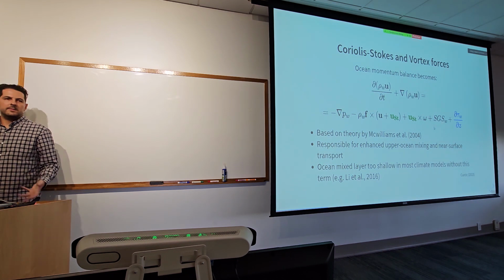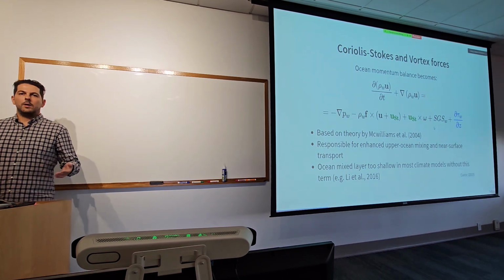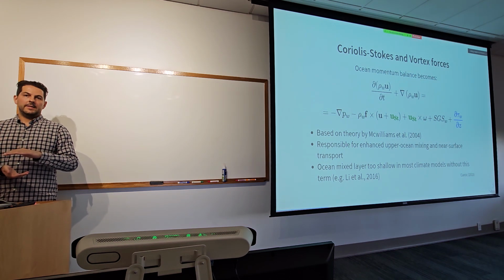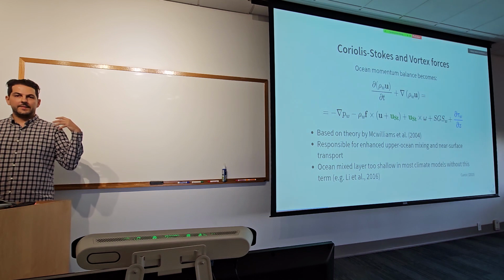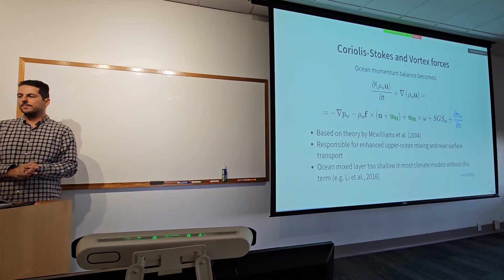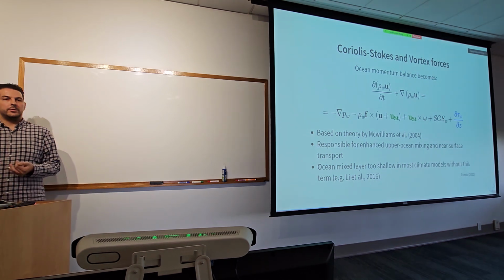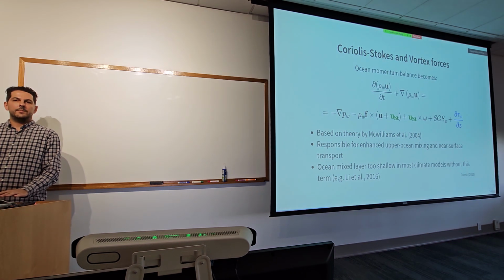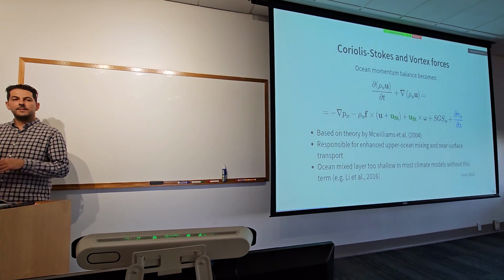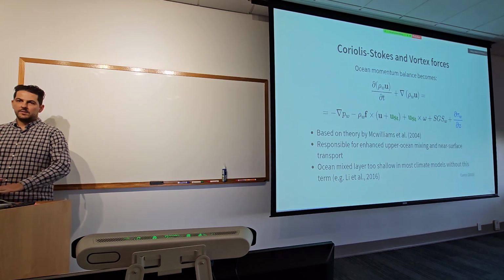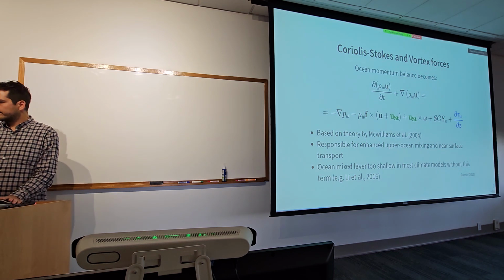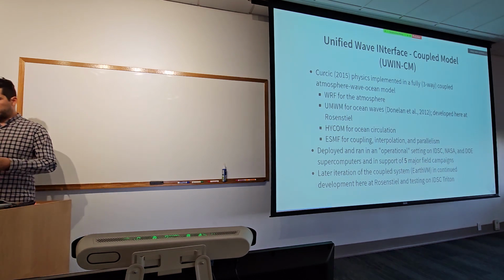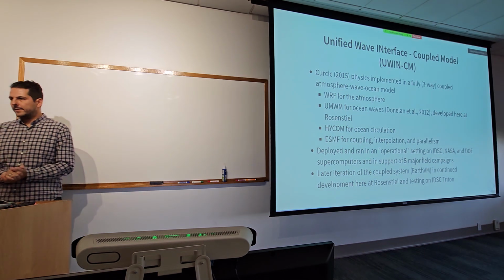And without these terms, it's known that most climate models have an upper mixed layer that is too shallow in the Southern Ocean, and that's where the waves are highest, steepest, and most active. And introducing these terms actually improves the mixed layer depth in ocean components of climate models. So this is not only relevant for small scale stuff, but also global and climate. All right, so the implementation took form in the Unified Wave Interface coupled model.